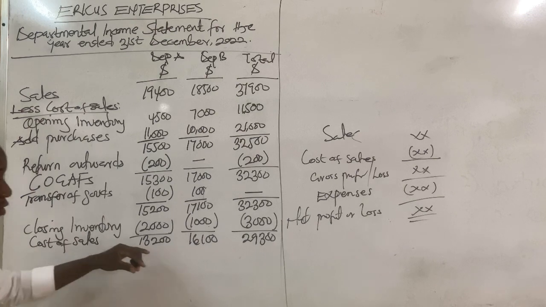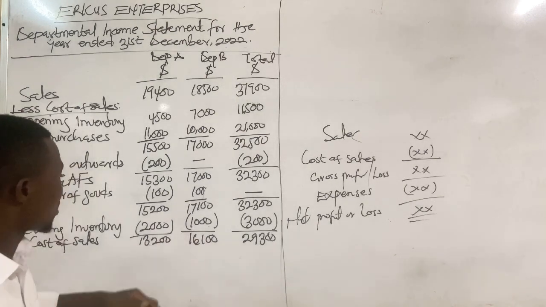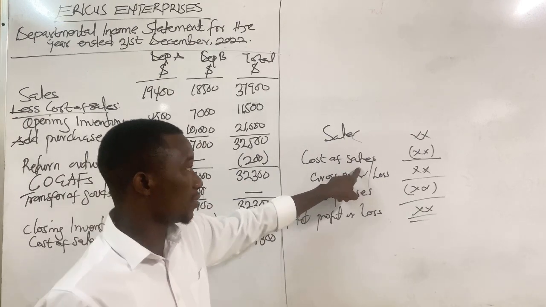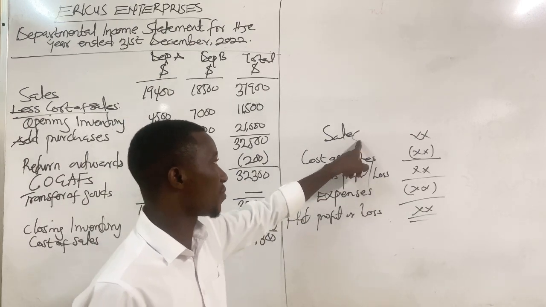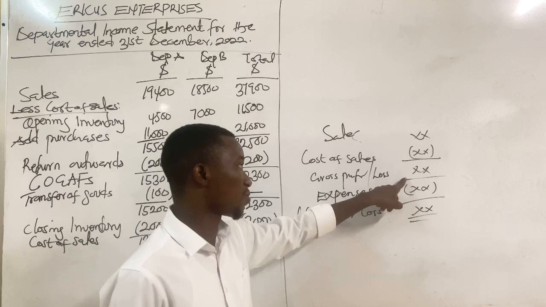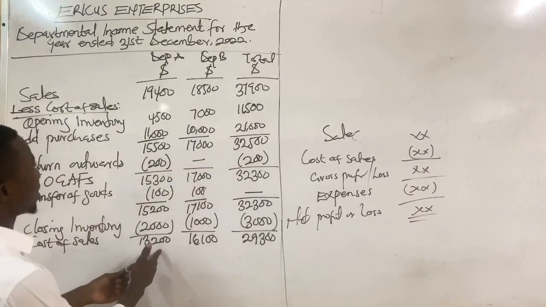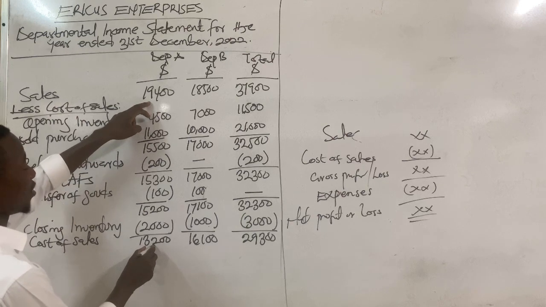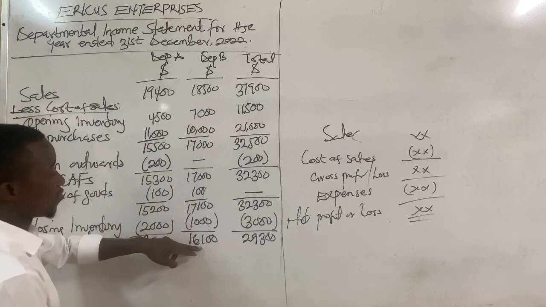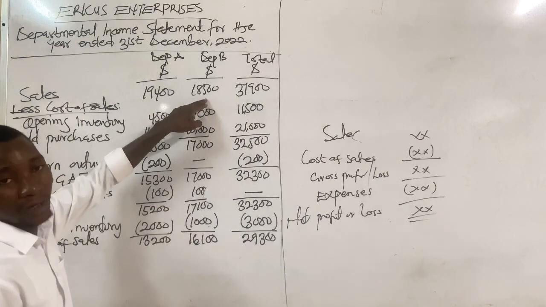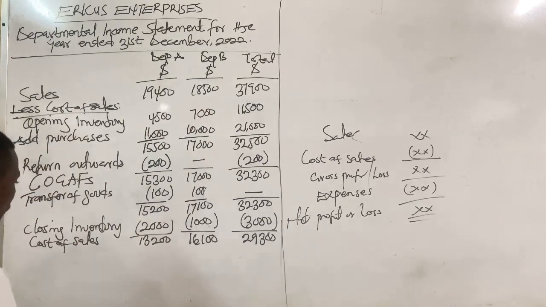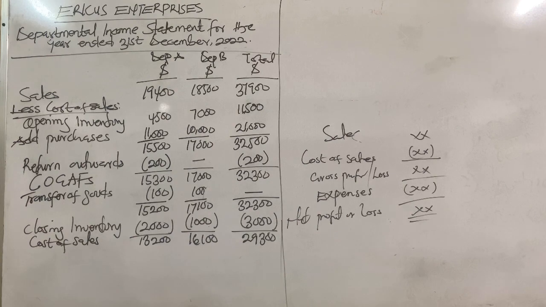Now, when we've arrived at our cost of sales, look at what we've done here. Okay, we take the cost of sales from the sales to arrive at the gross profit or loss. So the same thing applies here. We are going to take this cost of sales from the sales for Department A, take the cost of sales for Department B from the sales of Department B in that order. Is that clear? So to do this is very, very simple.